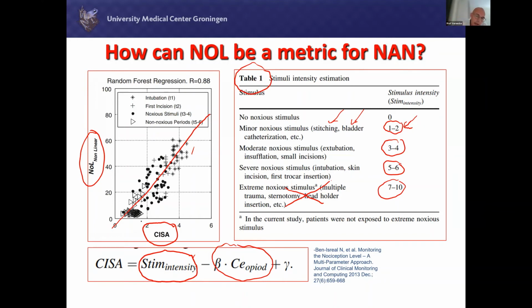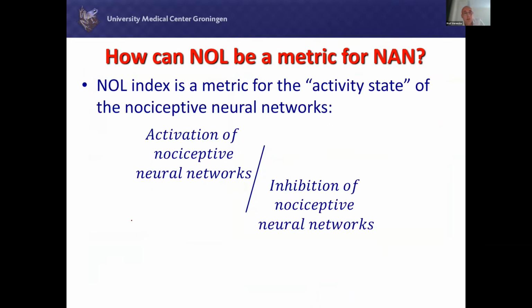And to be honest, because the NOL correlates to an index that includes both parameters, it really quantifies the balance between nociception and anti-nociception to some degree. So in my mind, if I use the NOL, it is a current metric for the activity status of the nociceptive neural networks. And some parameters in clinical practice, such as the presence of a noxious stimulus, or a more intense stimulus, will activate this nociceptive neural network and give a rise in the NOL.